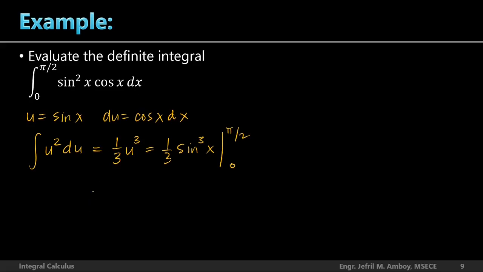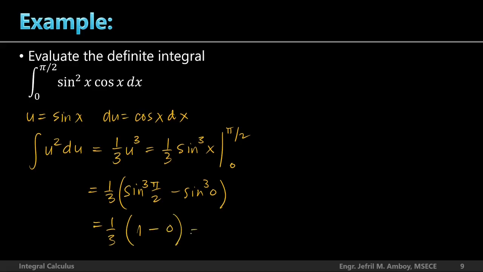So, paano mag-evaluate niyan? Madali lang. Upper limit minus the lower limit. 1/3 of sine of pi over 2 cube minus sine of 0 and then cube. Ano ba ang sine of pi over 2? Di ba madali lang? That's 1. 1 cube is still 1. And sine of 0 is 0. 0 cube is 0. Okay. So, ayan. Ang sagot natin ay 1/3. Di ba? Ang dali lang.